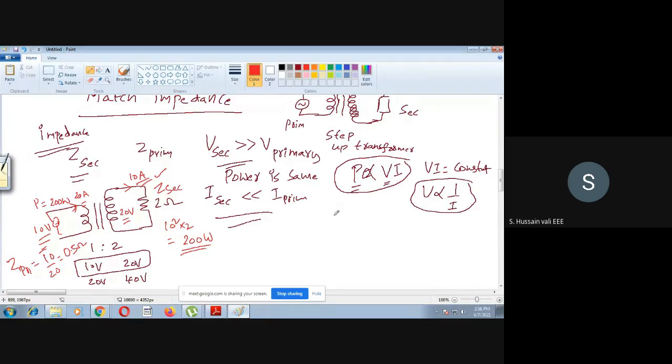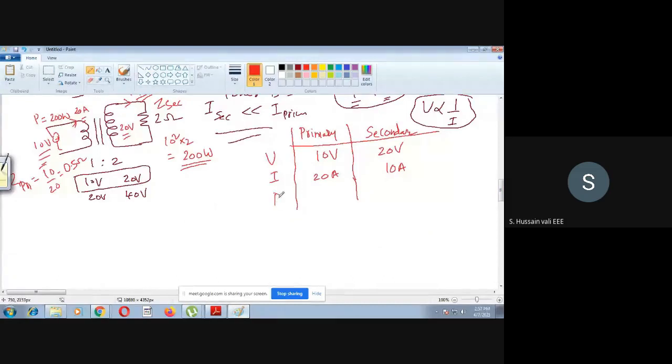Now you see, for this particular example, I will list out everything here. Primary side, secondary side. First, we will take voltage. What is the primary voltage? 10 volts. What is the secondary voltage? 20 volts. What is the primary current when we calculate here? 20 ampere. What is the secondary current? We got 10 ampere. Next, power. What is the power here? 20 into 10, 200. Here also 20 into 10, 200. So power is same. It's important.